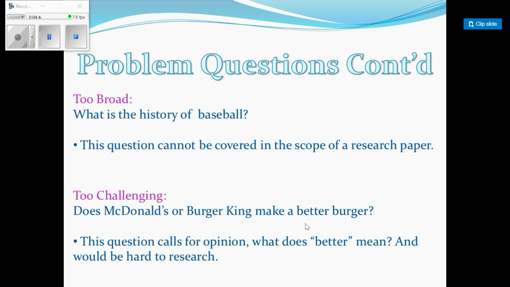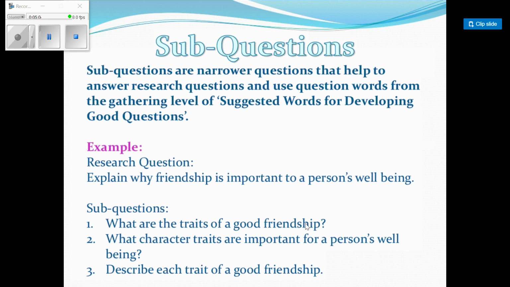Or what about too challenging? Does McDonald's or Burger King make a better burger? Now, I'm sure that research will be super fun and delicious. However, it's just really looking for your opinion, because what does better mean? Finding something that is better is too challenging to research because it really is individual opinion.